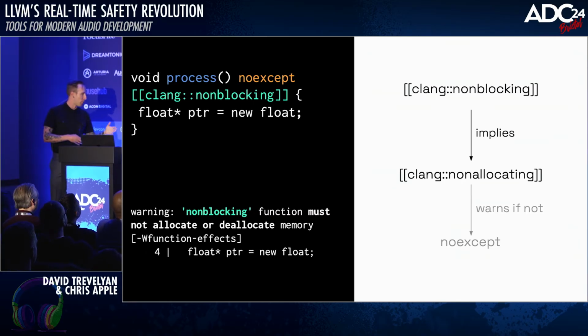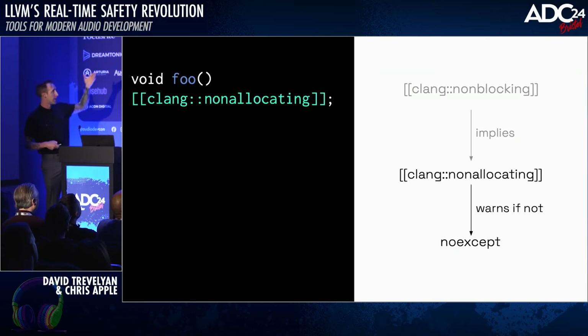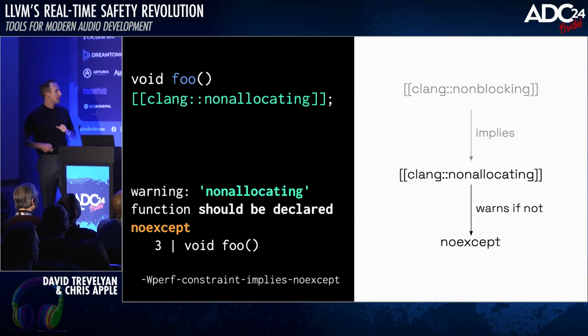As we know from David's portion in the intro, malloc is one of these things that can take an indeterminate amount of time, so it cannot be called from a non-blocking function. We look down this hierarchy, both of these attributes will warn if the function is also not marked noexcept. So in this case, we have foo, which is marked non-allocating. And we get a warning saying non-allocating functions should be declared noexcept. To throw an exception, you must allocate it on the heap. To allocate something on the heap, you're inherently non-allocating. Thank you, double negative.